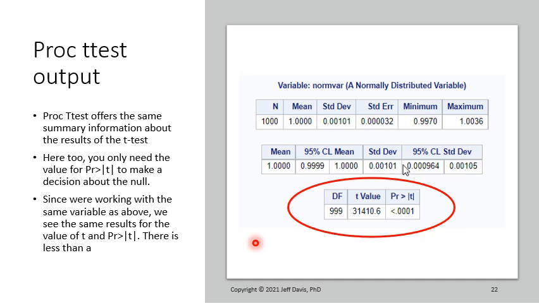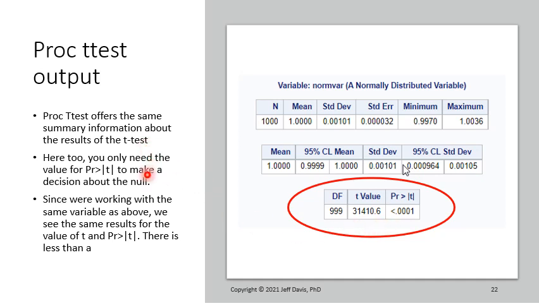All right, so a little less information to take a look at when you use Proc Ttest. It sort of goes right to the point a little bit more. All right, but in this case, you're looking at this table, all right? All this is useful information up here, but to simply make a decision about the null hypothesis, you just need this information right here. Okay, and since we're using the same variable we used in the Proc Univariate example, we're seeing the same results.